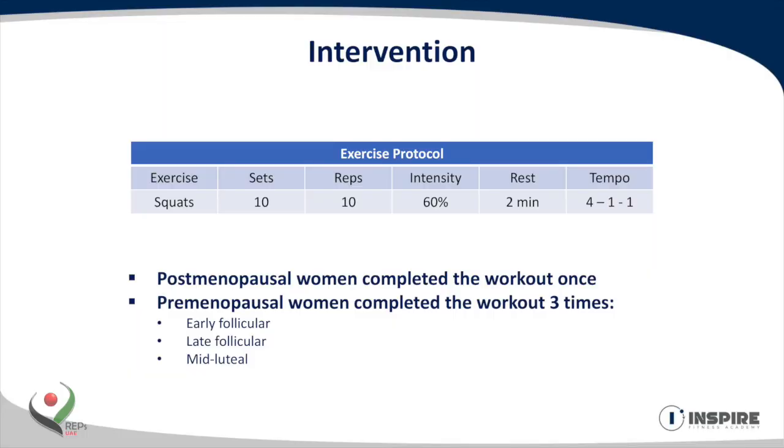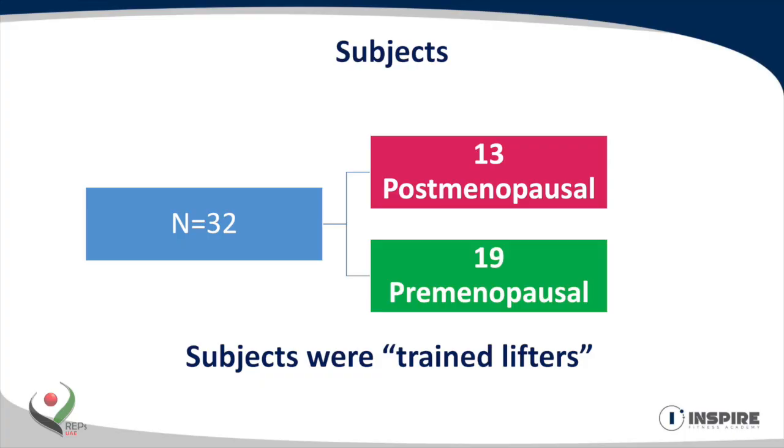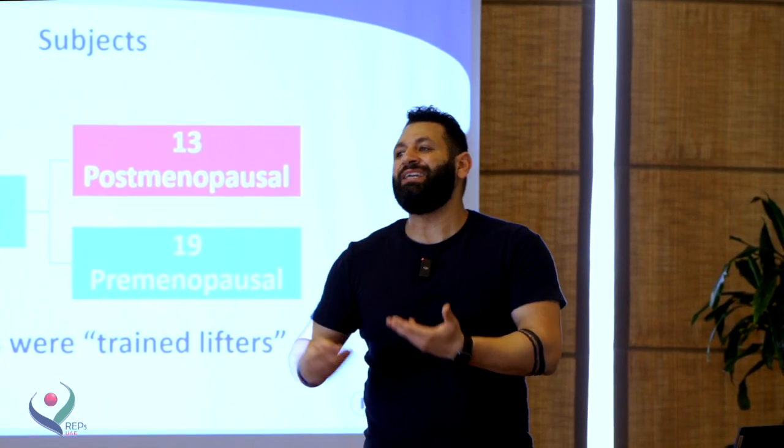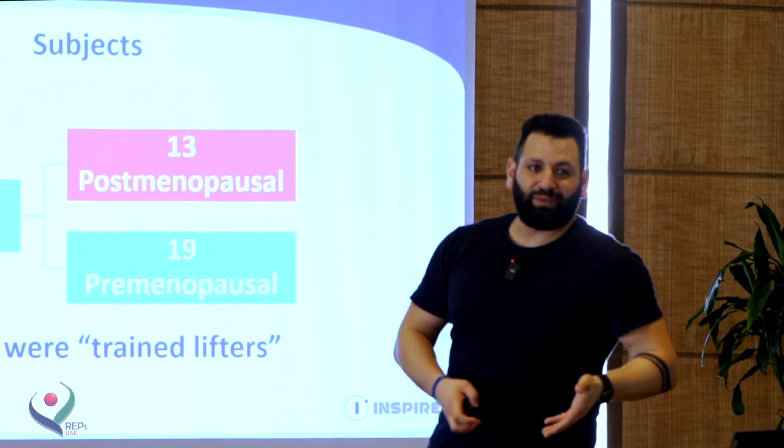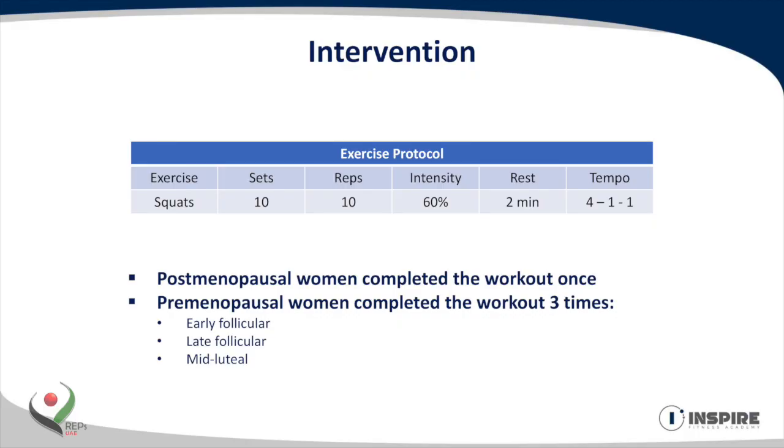The workout is crazy. I wouldn't do this workout. 10 sets of squats. And by the way, they were trained lifters, but unfortunately in studies they tell you trained lifters, but they don't give more explanation of what it means. This is another limitation in research. Okay, great. 10 sets of squats, 10 repetitions, 60%, 2 minutes rest only, tempo 4-1-1.